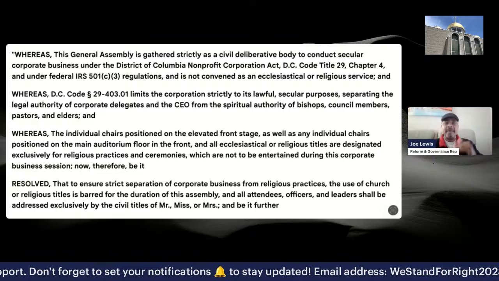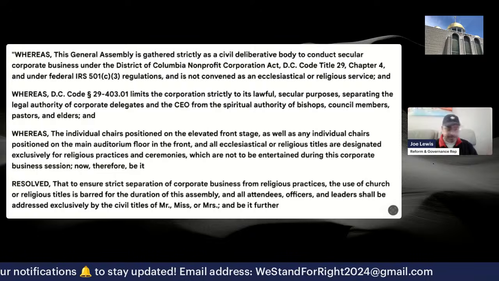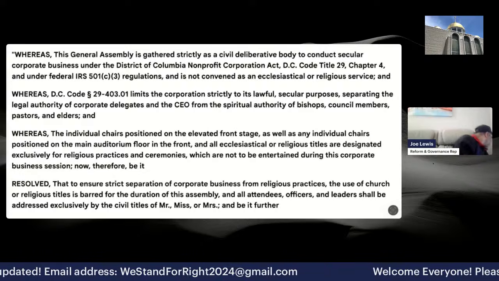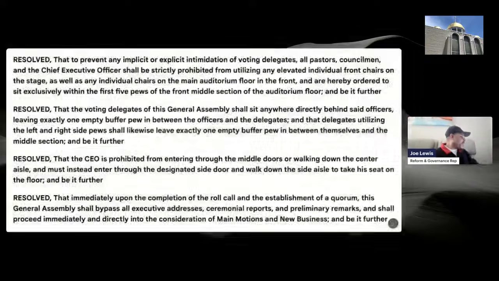And be it further resolved, you want to go to the next frame? Again, the purpose of this is to make sure that there are no issues at all pertaining to getting the business side of the organization confused with the religious side of the organization.